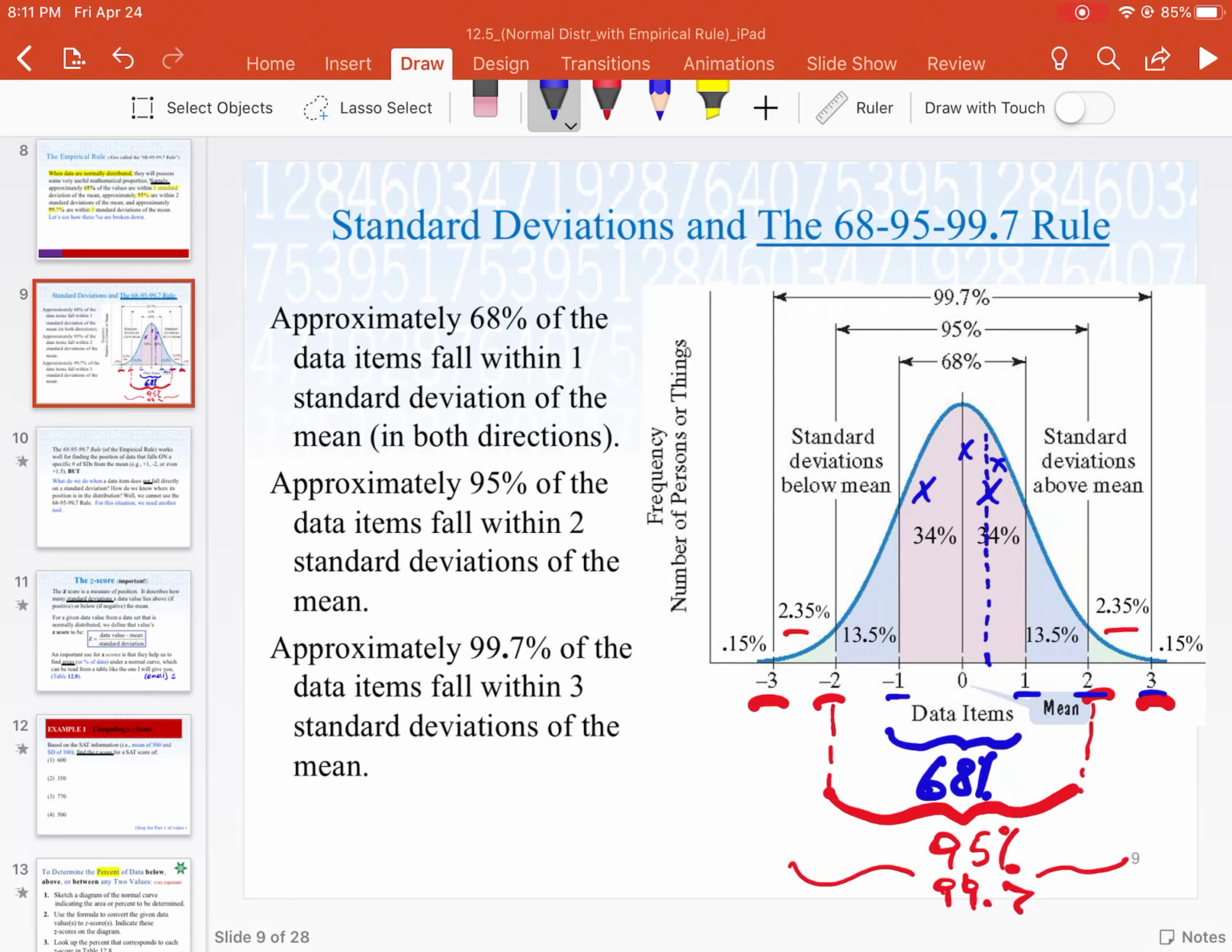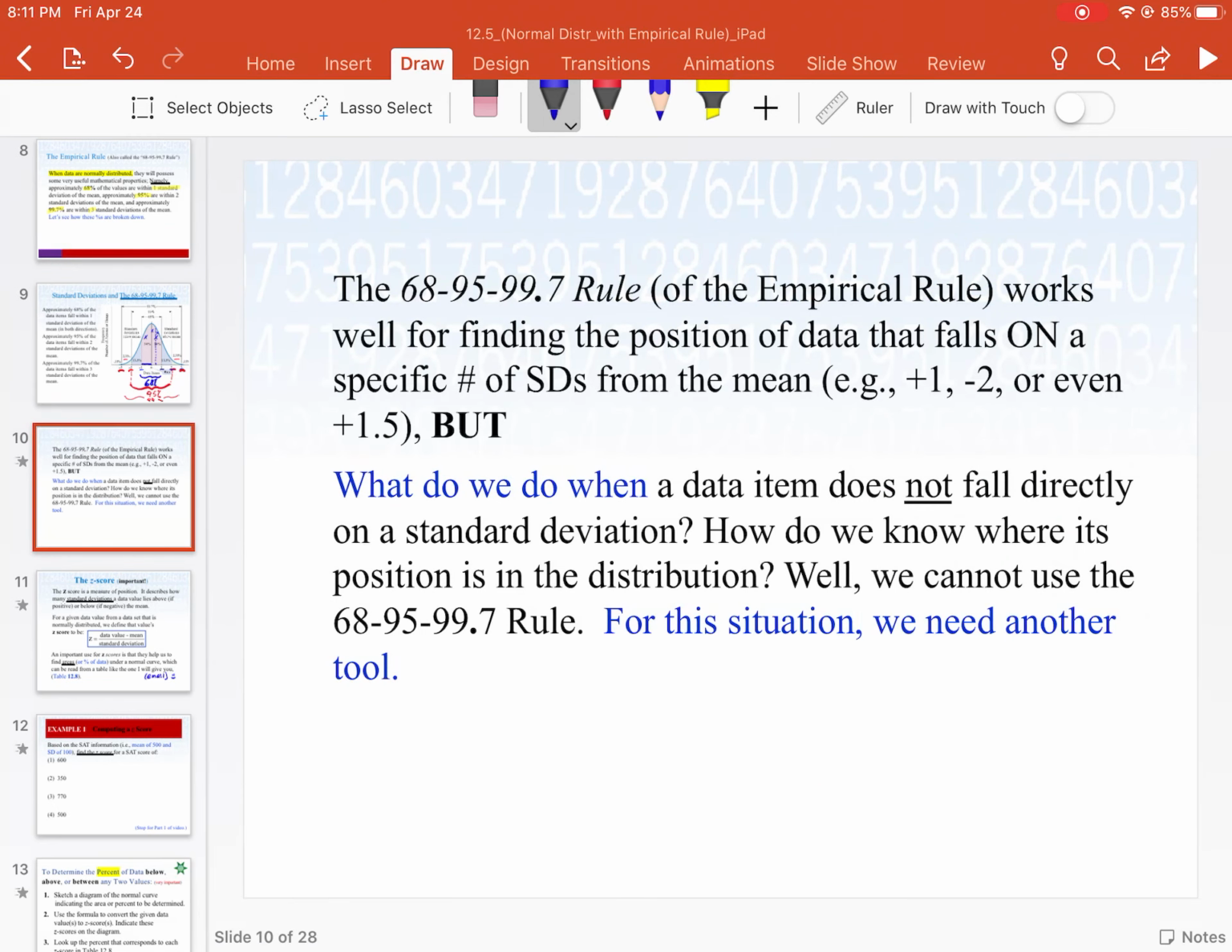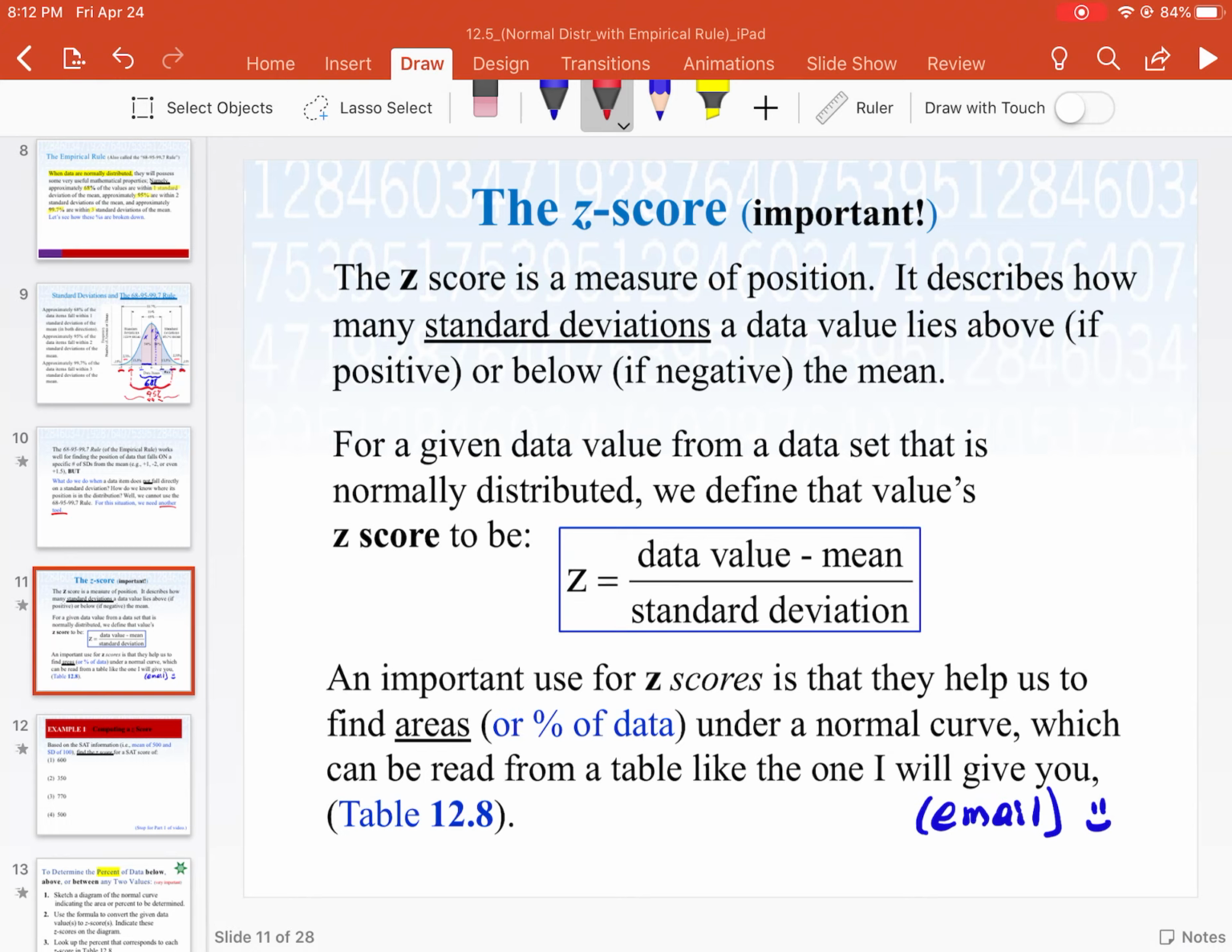But to account for any data point, no matter where it falls in here, we need another tool. And that's what this slide says. It says if the data falls right on those standard deviations, then this rule is great, but it often doesn't. So we need another tool. And that, my friends, is called the Z-score.